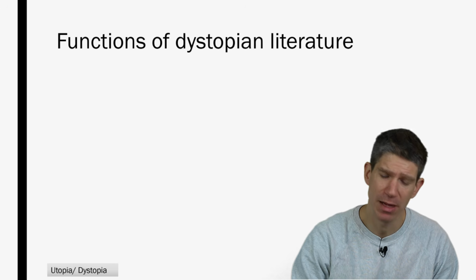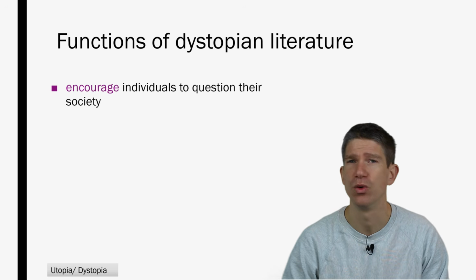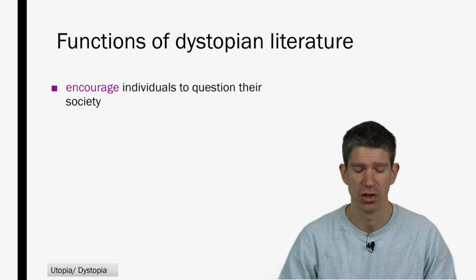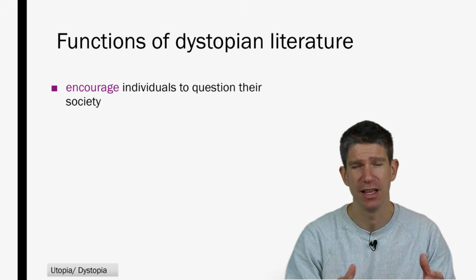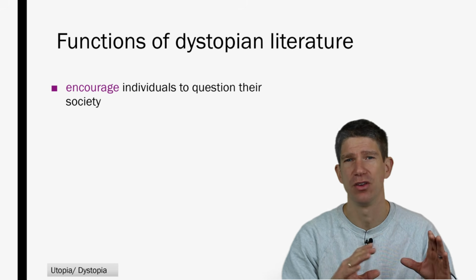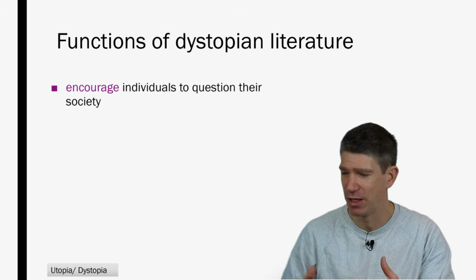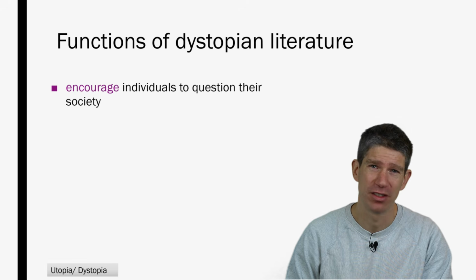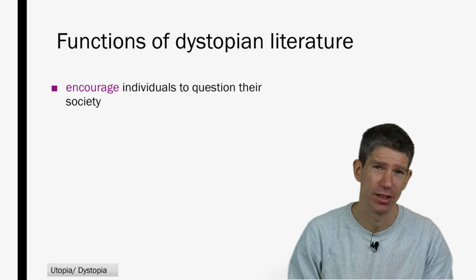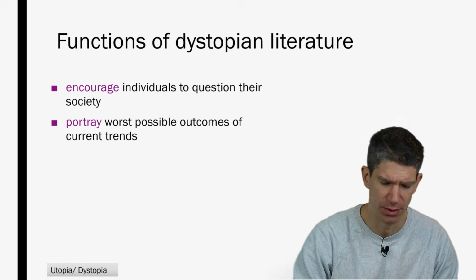I think these are mainly three things. The first is to encourage individuals to question their own society, so that by looking at the society in the novel and seeing what's wrong with it, we take a closer look at our society and say, well, is this really better in our society? What is also going wrong in our society? How could we solve these problems?